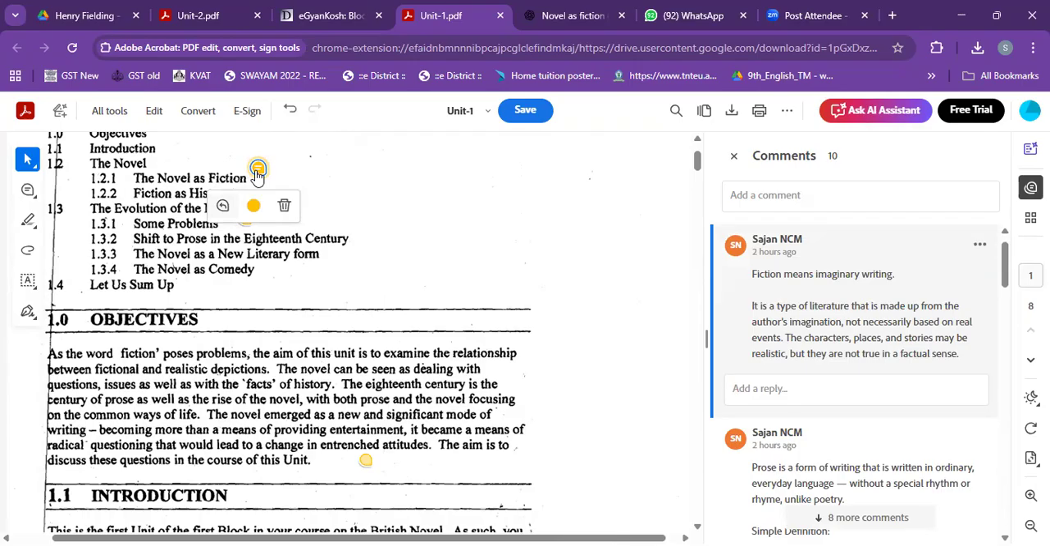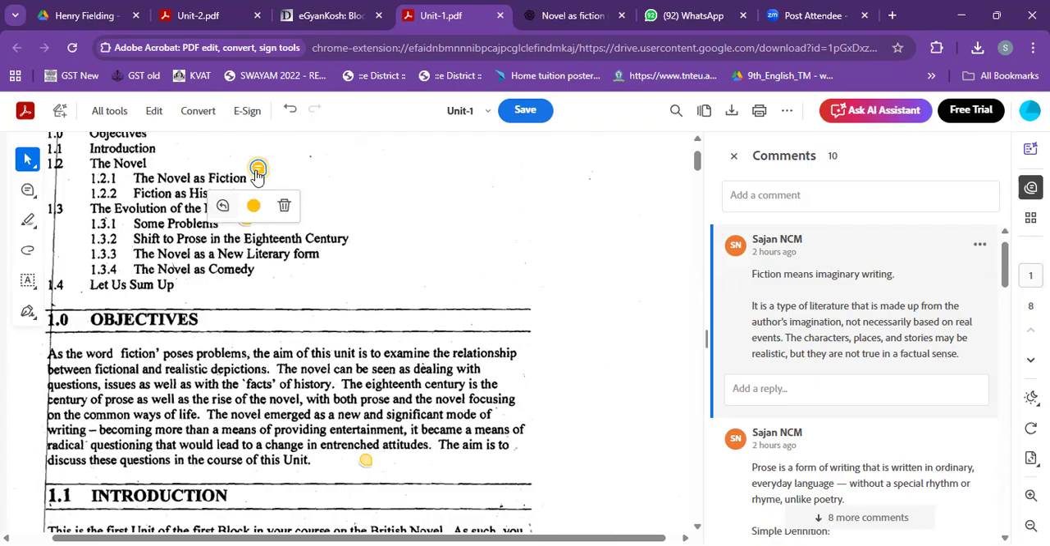Give your undivided attention. Fiction. What do you mean by fiction? Fiction means imaginary writing. Fiction basically means imaginary writing. So it's a type of literature that is made up from the author's imagination.